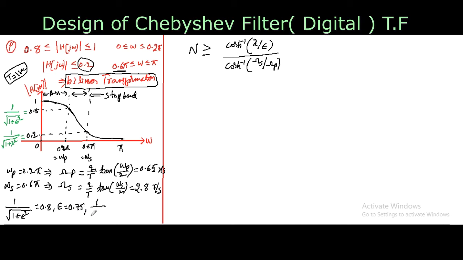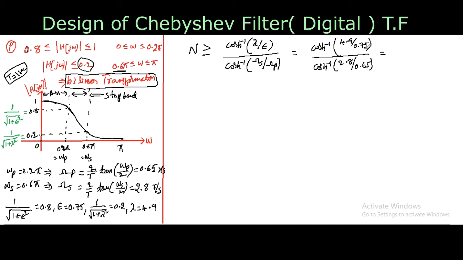And similarly now I am taking one more parameter. 1 by square root of 1 plus lambda square is equal to 0.2 according to the given specifications, and from this the lambda value is 4.89 something, so approximately I am taking 4.9. So substitute these values in this equation. Cosh inverse of lambda, 4.9, divided by epsilon, 0.75, over cosh inverse of omega s, 2.8 radians per second, divided by omega p, 0.65 radians per second.